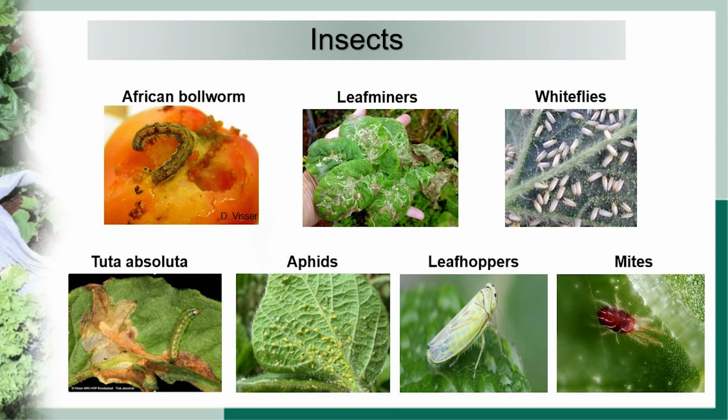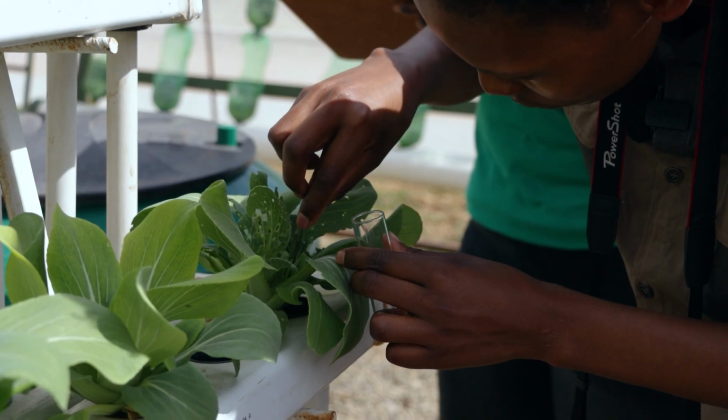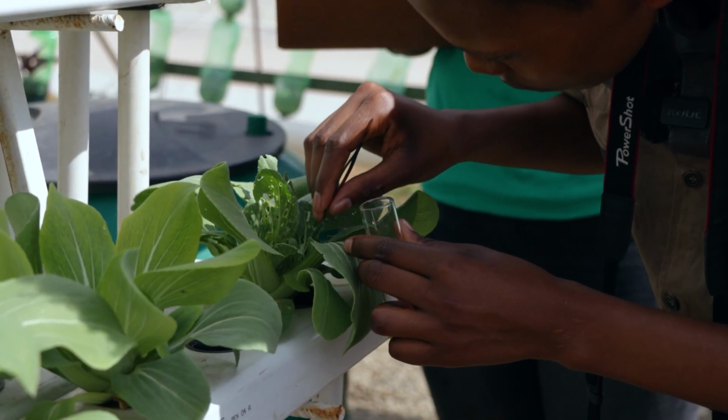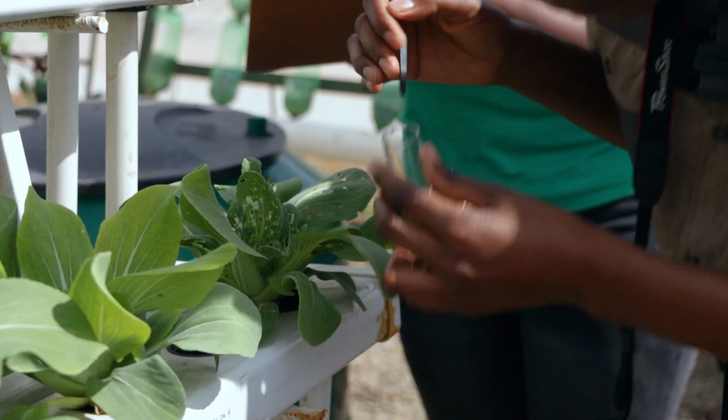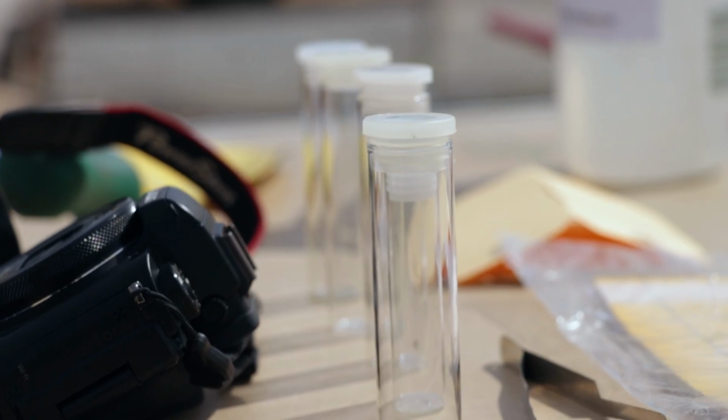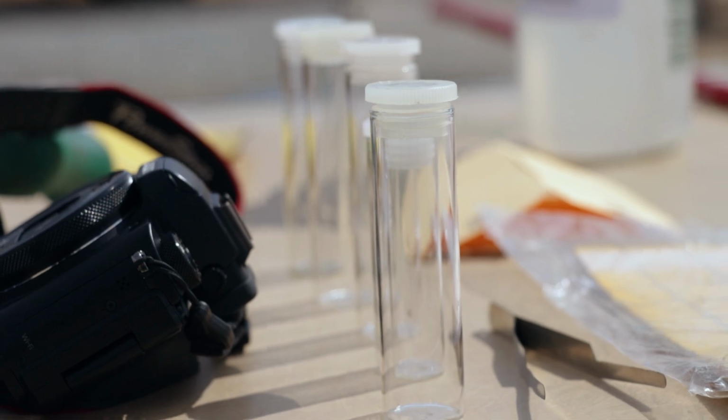With insects, you would need to collect the leaves or the stem or whatever the insect is on and put it into a container. So you collect the insect with the plant part, because then it's able to survive inside the container. Just make sure to put small holes in the container, just to allow the oxygen to come in and for the insect to survive till it reaches the lab.